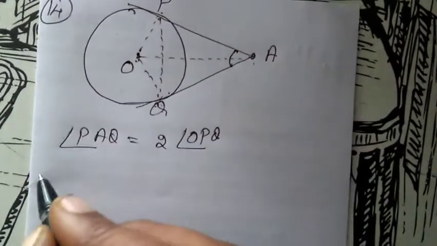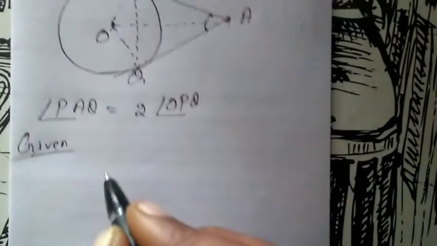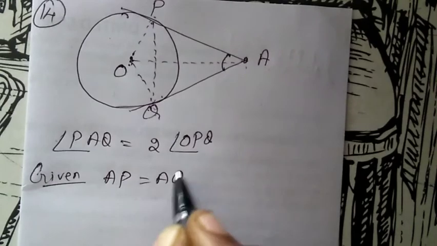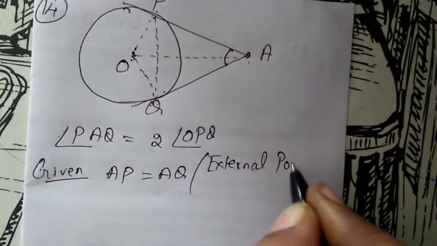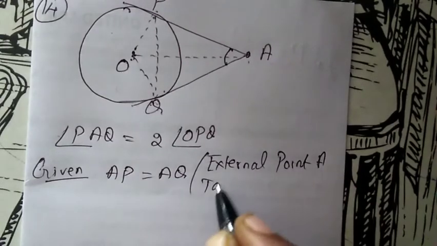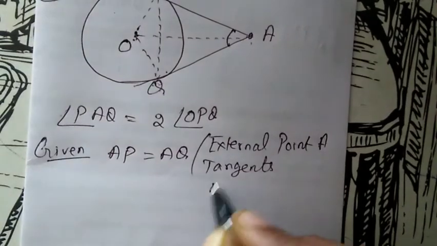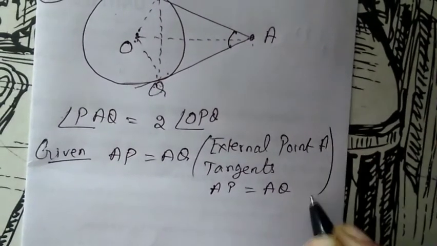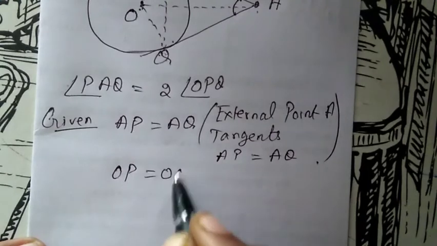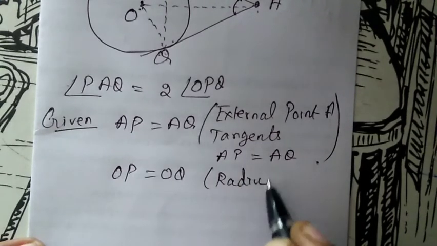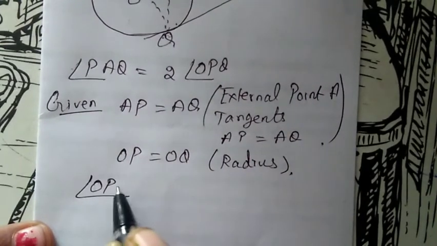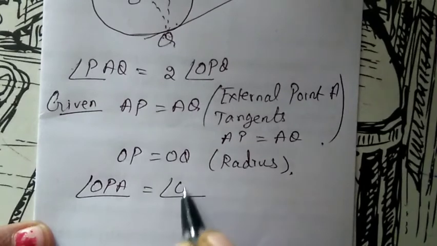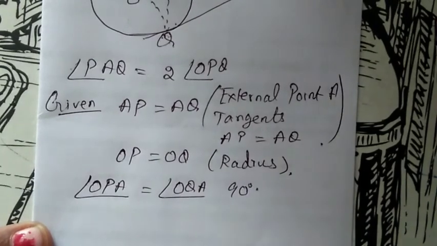Now let us prove. So what is given? Given AP is equal to AQ because from the external point A, tangents AP is equal to AQ. Then OP is equal to OQ, radius of the circle. And we know angle OPA is equal to angle OQA, 90 degree.